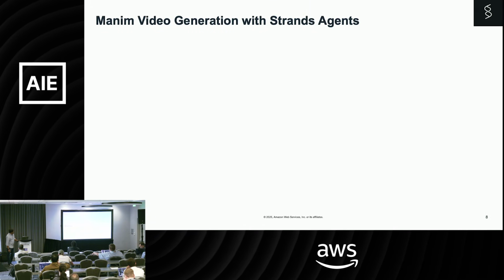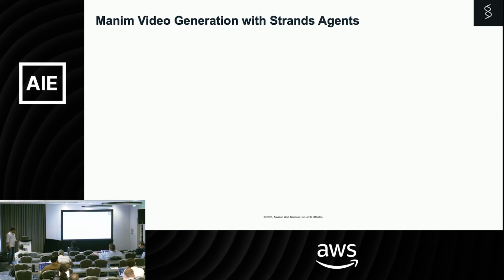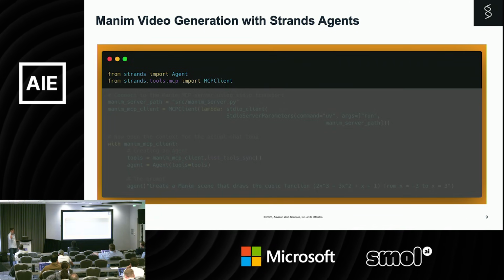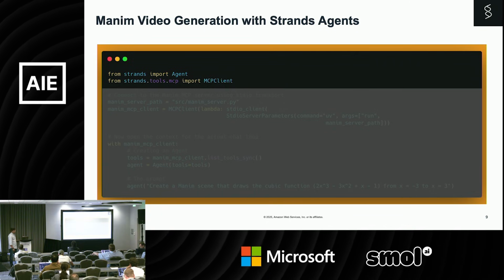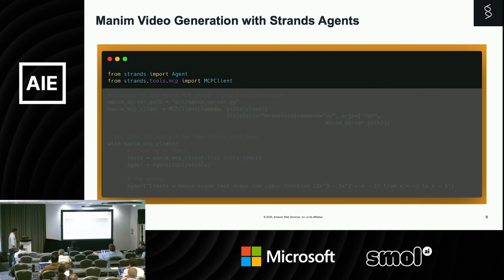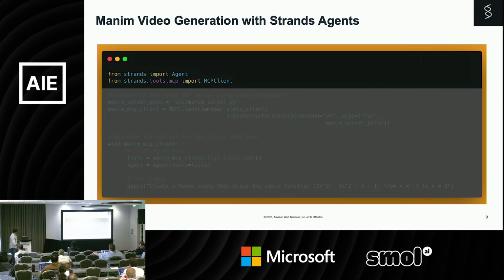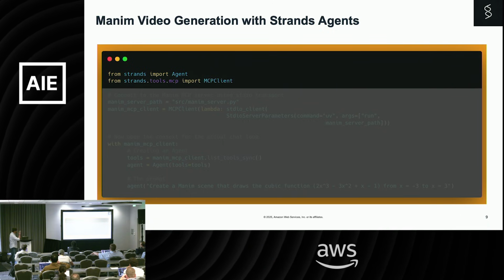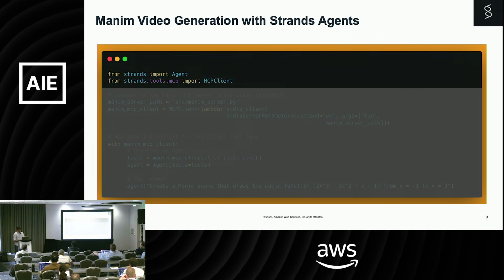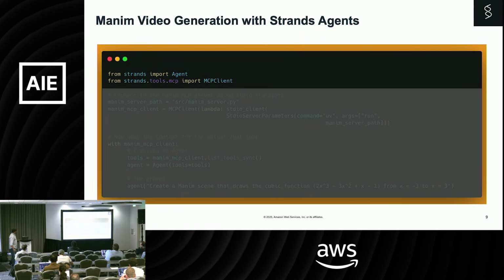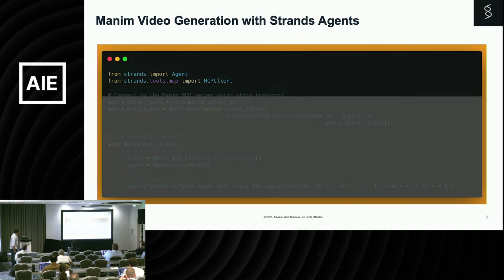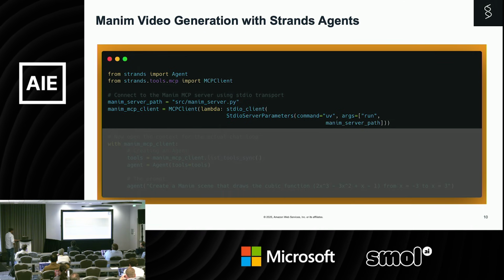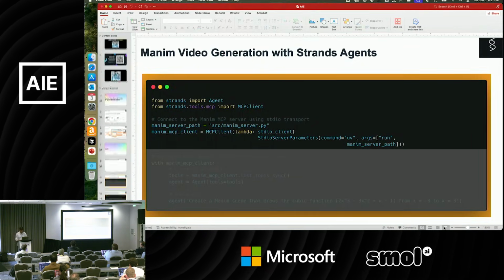Let's see if it works. Okay. So is it visible from the last row? No, not that much, right? Okay, I'll just read it out. So we are just importing Agent, and we are importing the tools, okay? And okay, I think this is the MCP one. No, this is not the one I wanted to show you.